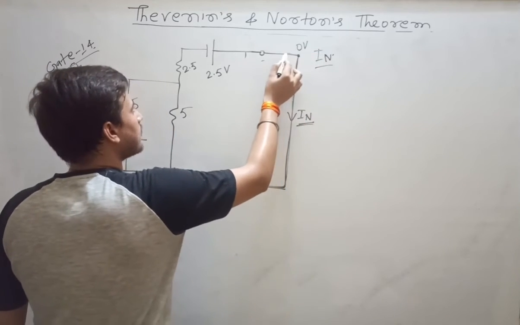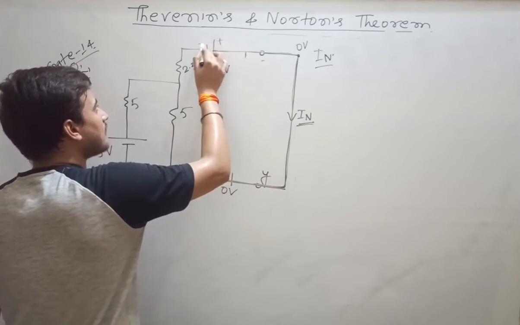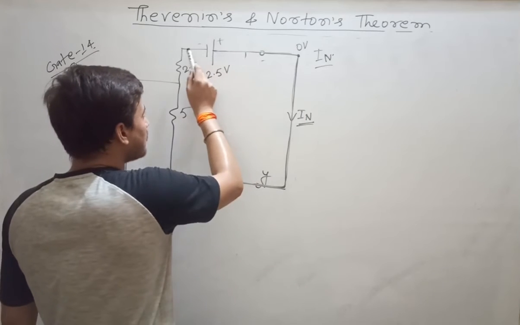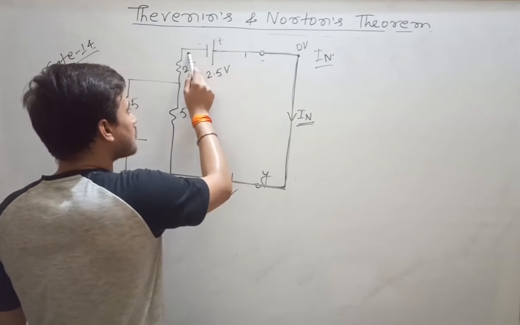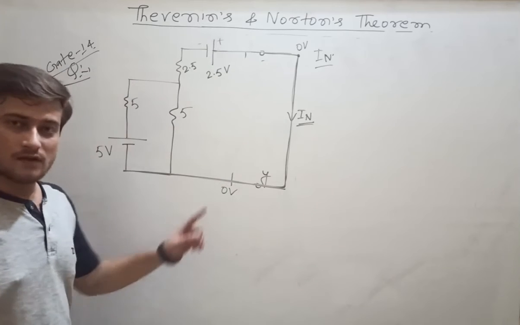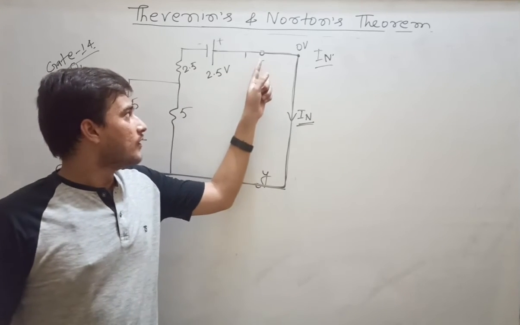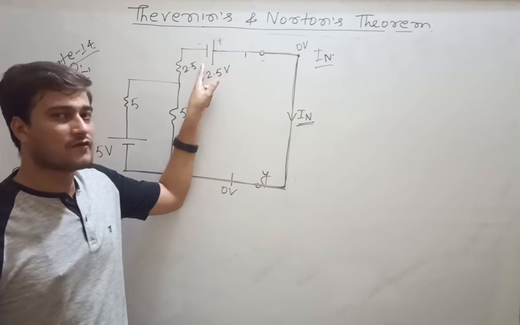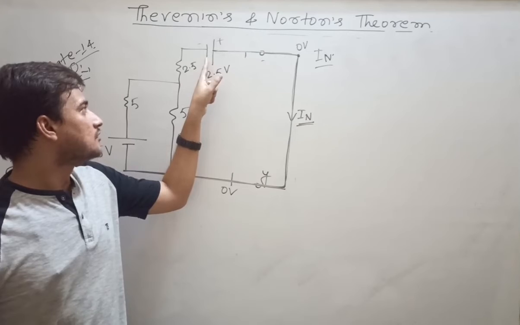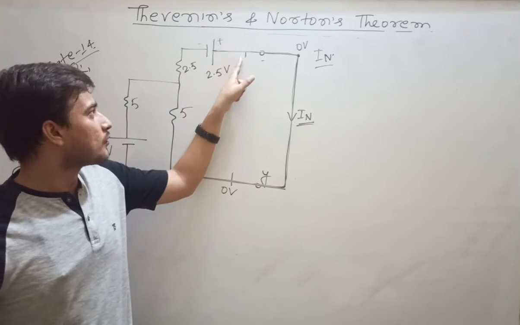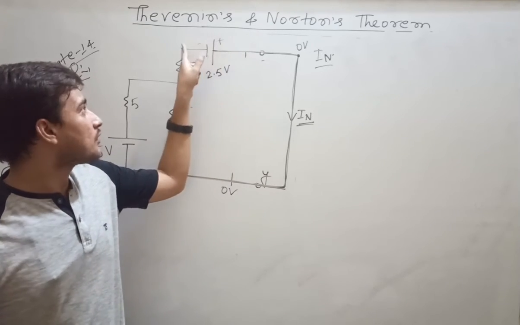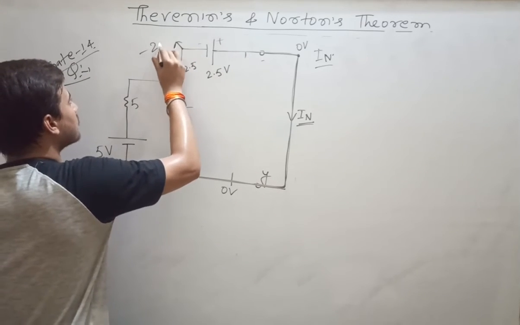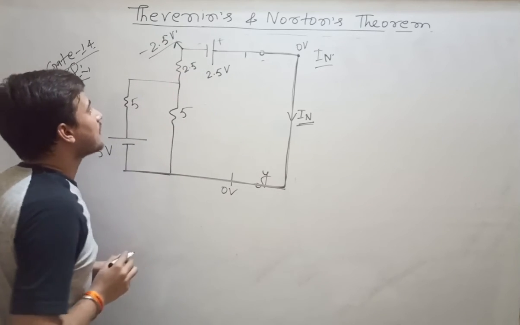Clear? Now coming to this one, you have a battery connected in opposite direction. That means when you move from this terminal to this terminal, there will be a potential drop of 2.5 volt because of this battery. See the point clearly. So if the potential of this point is 0 volt, then the potential of this point will be how much? Its potential will be equal to minus 2.5 volt.